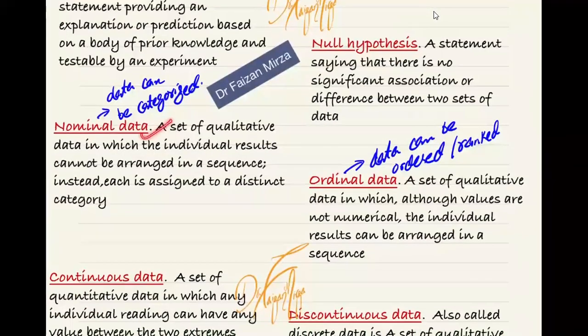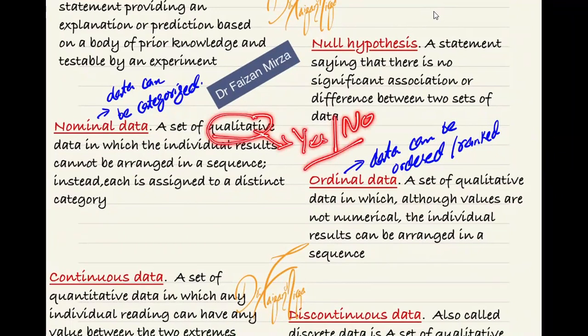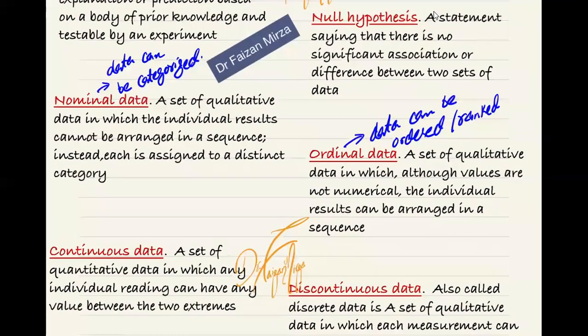Data can either be nominal data or ordinal data. Nominal data is a set of qualitative data. Qualitative means something that is either present or absent, something which is yes or no. This data can be categorized, but it cannot be arranged in sequence. It is assigned distinct categories, so categoric data is called nominal data. Ordinal data, on the other hand, is data that you can order, which you can rank. It is a set of qualitative data where the values are not numerical, but the individual results can be arranged in a sequence.